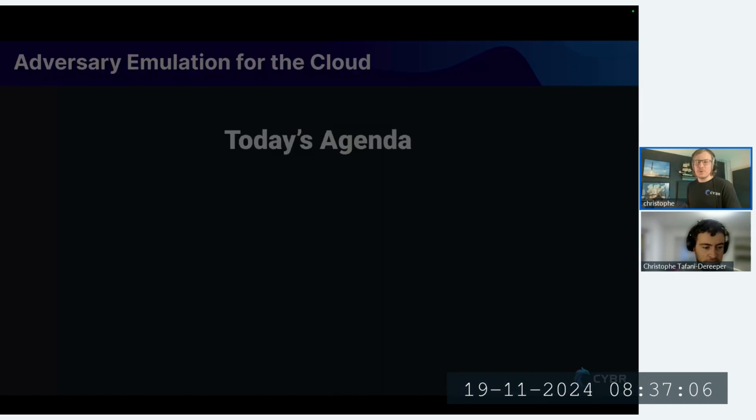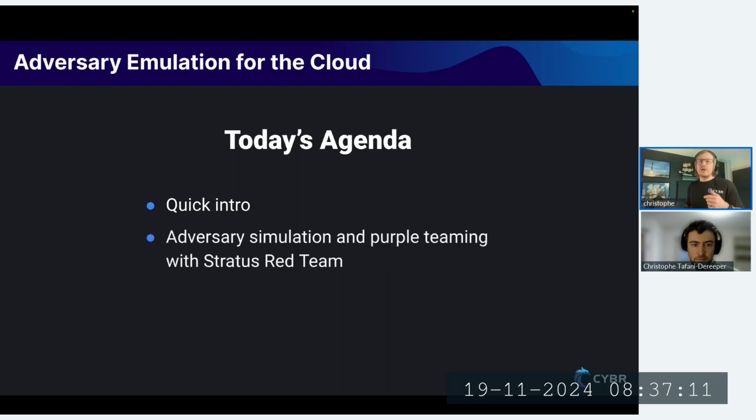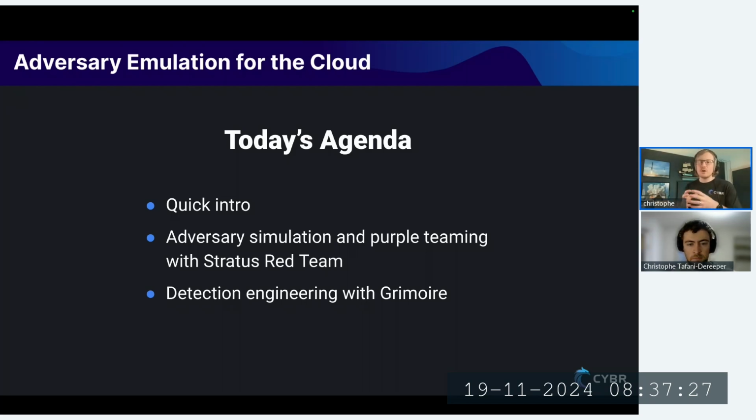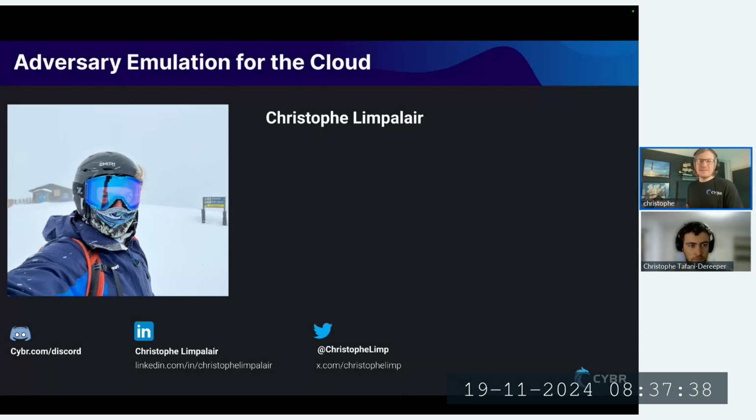So let's do it. Like I said, we're going to do some quick introductions about both of us. And then after that, we're going to talk about adversary simulation and purple teaming with a tool called Stratus Red Team, which Christophe authored. And same thing with another tool that he more recently launched, I think it was just a few months ago, called Grimoire. And so that's focused a little bit more on detection engineering. So they kind of work together as well as individually. And so we'll be covering both of them today. And then after that, we'll wrap up with in conclusion. So we'll get started with brief introductions, and then we'll get into the meat of the conversation.